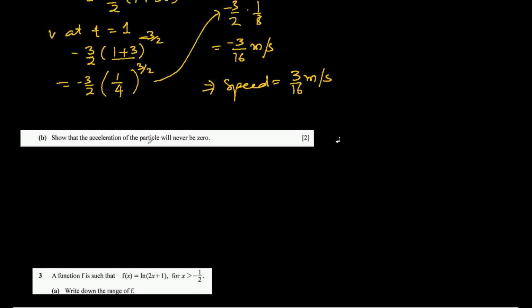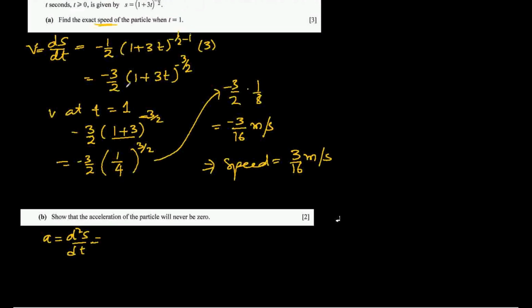Show that the acceleration of the particle will never be 0. So acceleration is the further differentiation of the velocity equation, which is the second derivative of the displacement equation. In other words, we will differentiate the first derivative again, this one. The constant remains constant, but minus 3 over 2 comes in front. 1 plus 3t again remains 1 plus 3t, but the exponent goes down by 1.